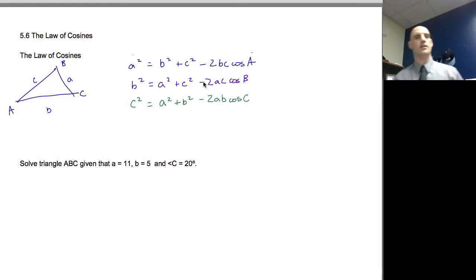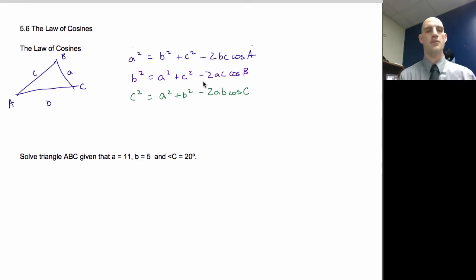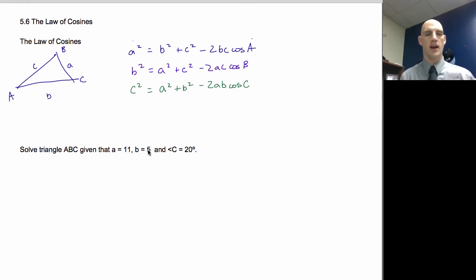So what's the trick to using the law of cosines? Well, you've got to look at what you've got. And so when I go down here, check out what I've got. I've got a and b and an angle C. So we're going to solve this triangle. Solving the triangle means finding the 6 parts. So what am I going to use? Well, I've got to make a decision here, and my decision is based on the fact that I need all 6 parts. So A equals, B equals, C equals, and then a equals, b equals, c equals. So this is 20 degrees, and 11, and 5.